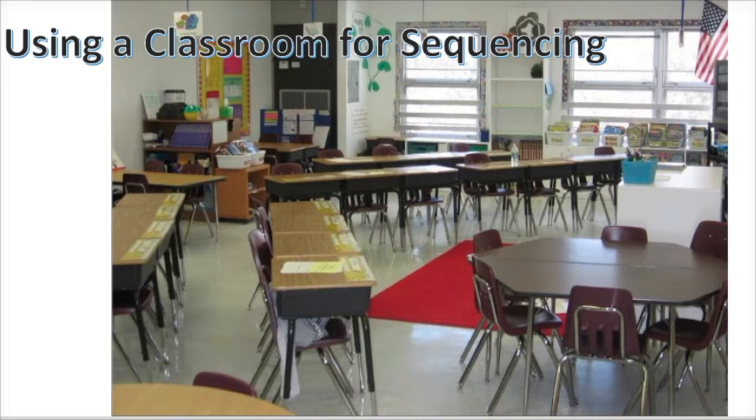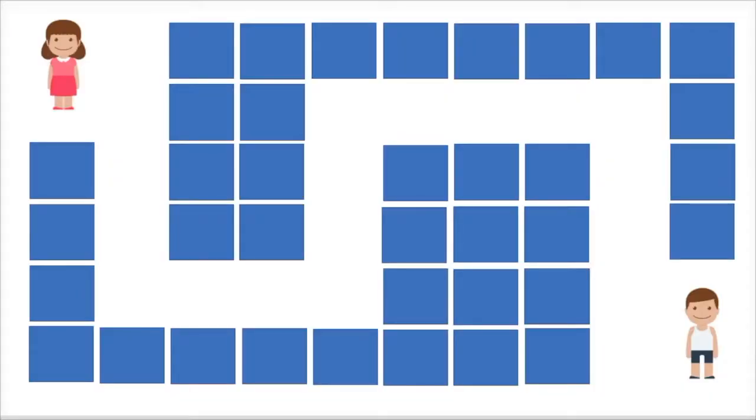Our teacher taught us that we have to be able to tell the computer step by step by step what it needs to do. So here's the example we're going to use. Let's assume that these blue boxes represent desks in a classroom.